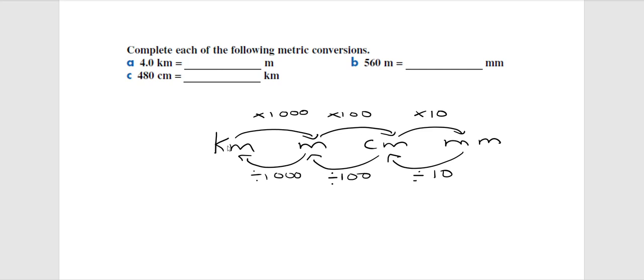Okay, so once again, you should be able to draw this on your own. We start with kilometers and our units get smaller. Kilometers, meters, centimeters, millimeters. And when we go from a bigger unit to a smaller unit, our number gets larger. So we times.